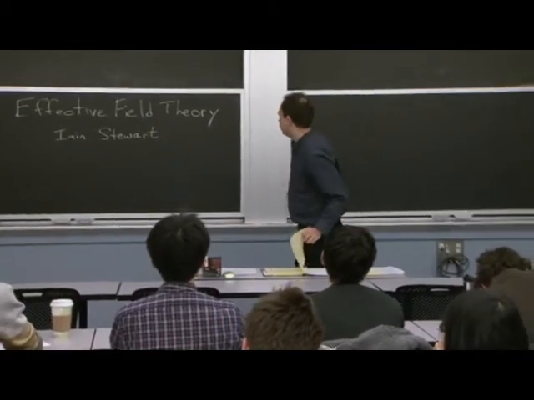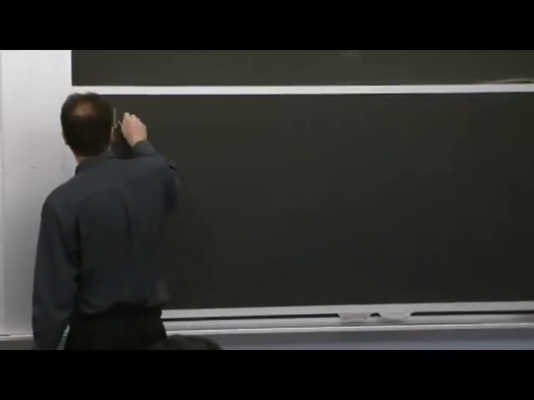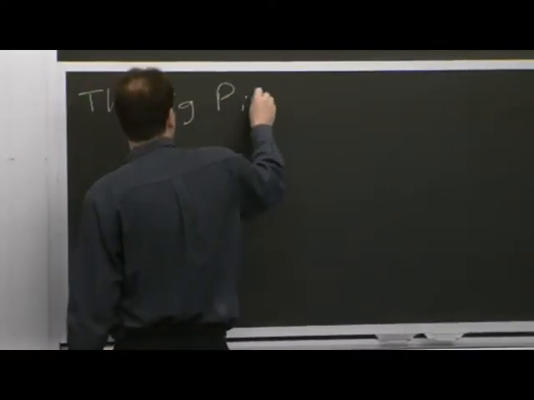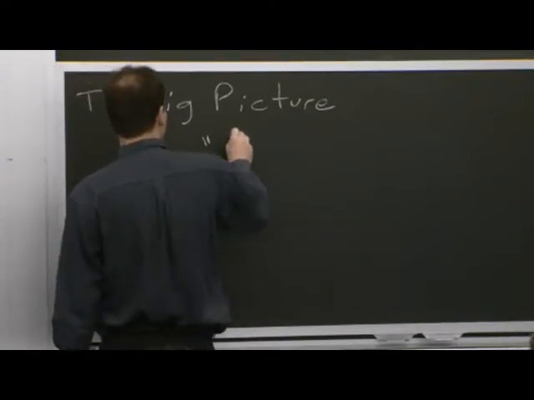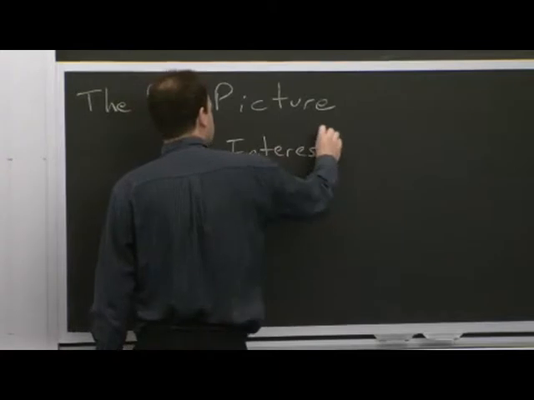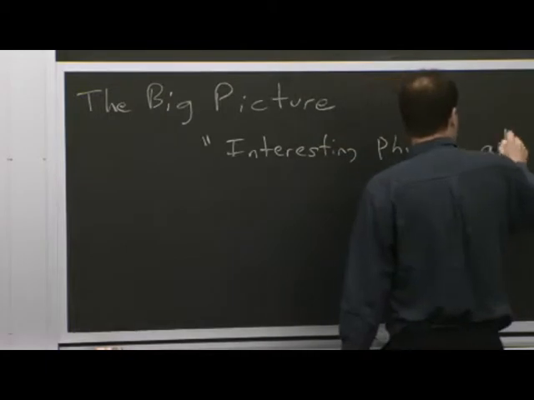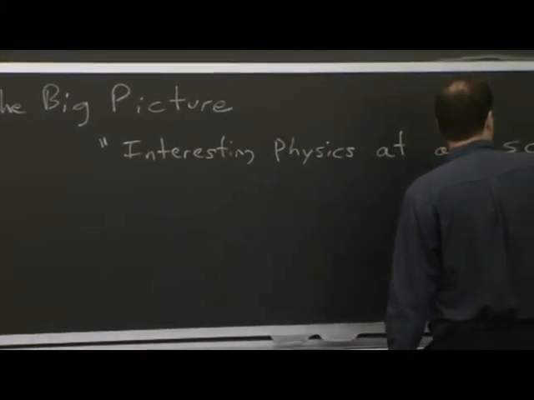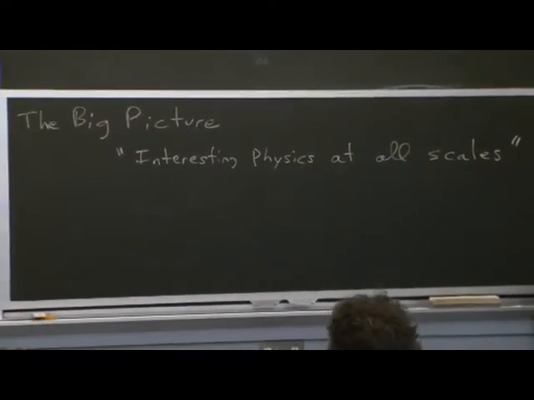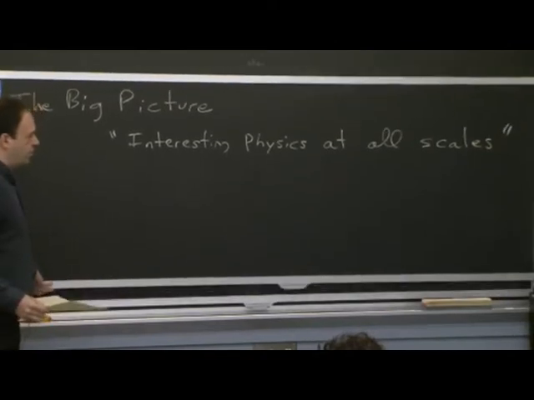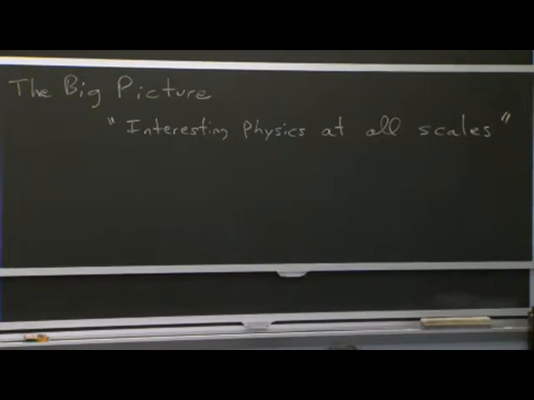All right, so let's start. So let's start with the big picture. I like to say that the big picture is that there's interesting physics at all scales. What effective field theory lets you do is it lets you tease out this interesting physics at all scales. So you can, in particular, focus on a particular scale and find the interesting physics there using the tools of effective field theory.